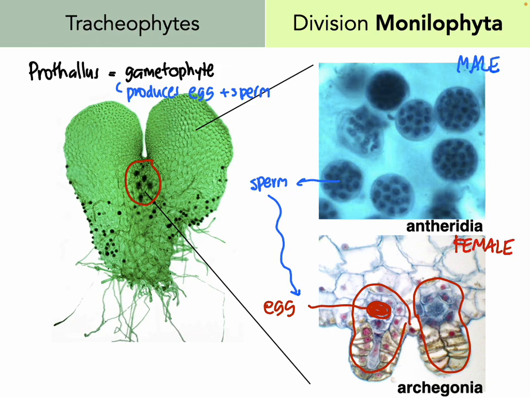Just like a hornwort, they do that on the same heart. On the same heart, you can swim from here to go see the female, and you make your own baby right on that heart. So egg plus sperm, then you get zygote, right? And that zygote becomes a new sporophyte again.